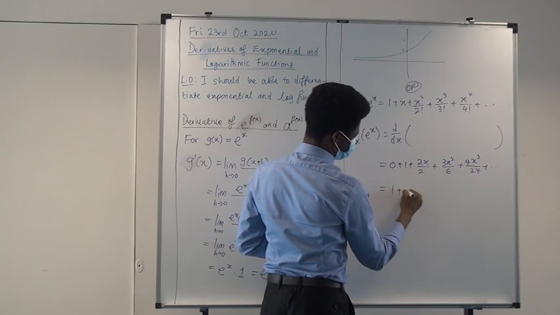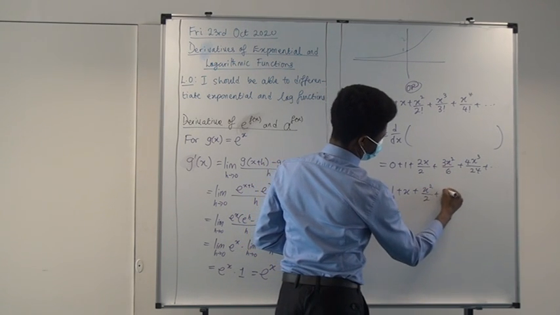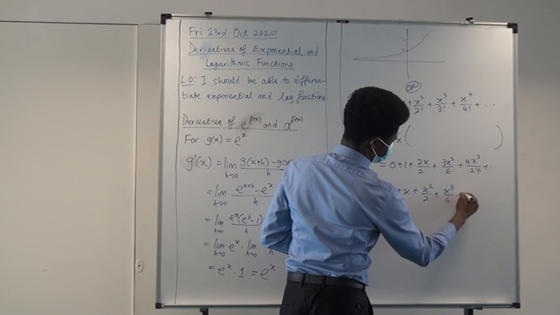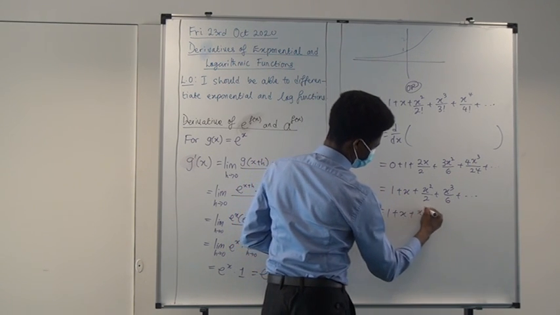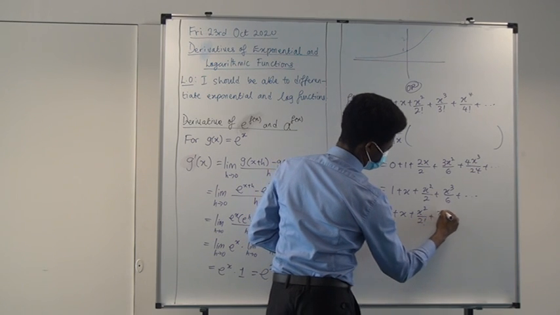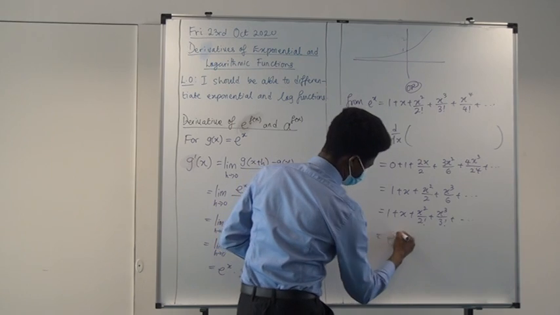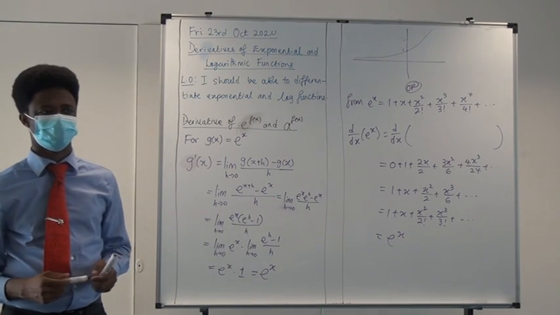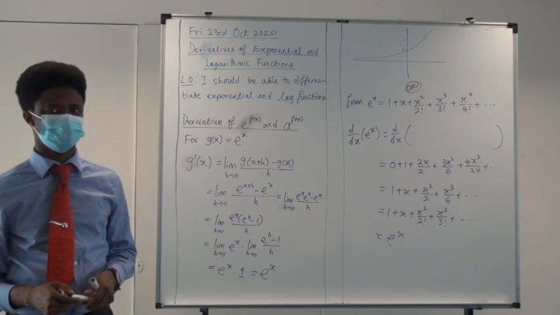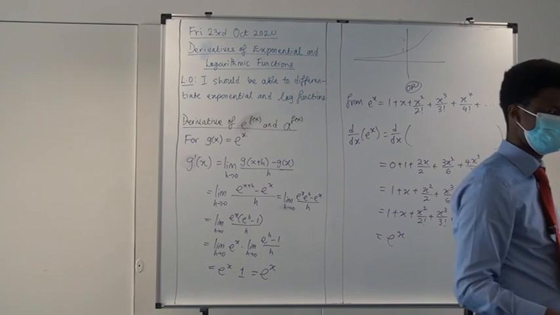So this will be 1 plus x. This is going to be x squared over 2. This is going to be x squared over 6, and so on. So which is, again, 2 is 2 factorial. 6 is 3 factorial. So you are back to the same function. Does it make sense?